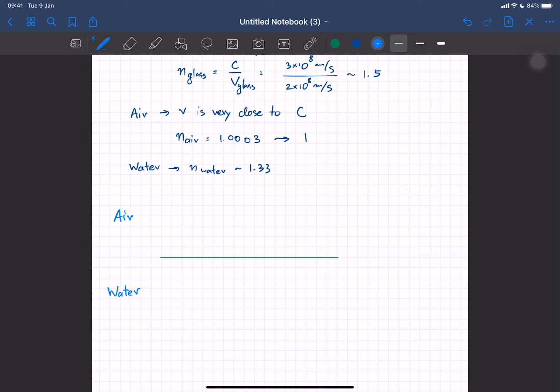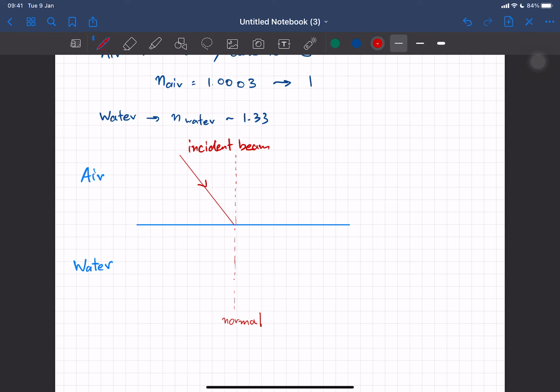So we have light coming in like this, let's say. This is the incident light, which is light that is striking the interface. So this is called the incident beam. And at the point where the incident beam hits the interface, we can draw a line which is perpendicular to the surface, like this. This is called the normal line. Normal in the sense of being perpendicular.